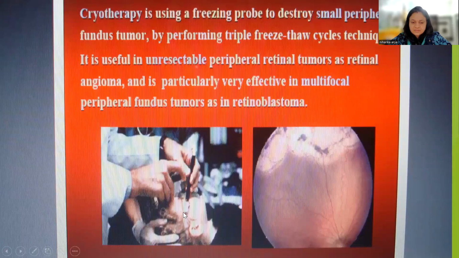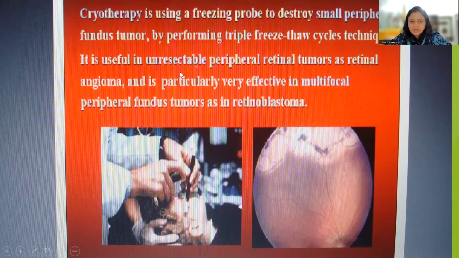As I'm saying, this is a cryo probe, the end of the probe is kept over the retina. So cryotherapy is using a freezing probe to destroy the small peripheral fundus tumor. It is used only in small size tumors, by performing the triple freeze-thaw cycle technique. So this is the triple freeze-thaw cycle.